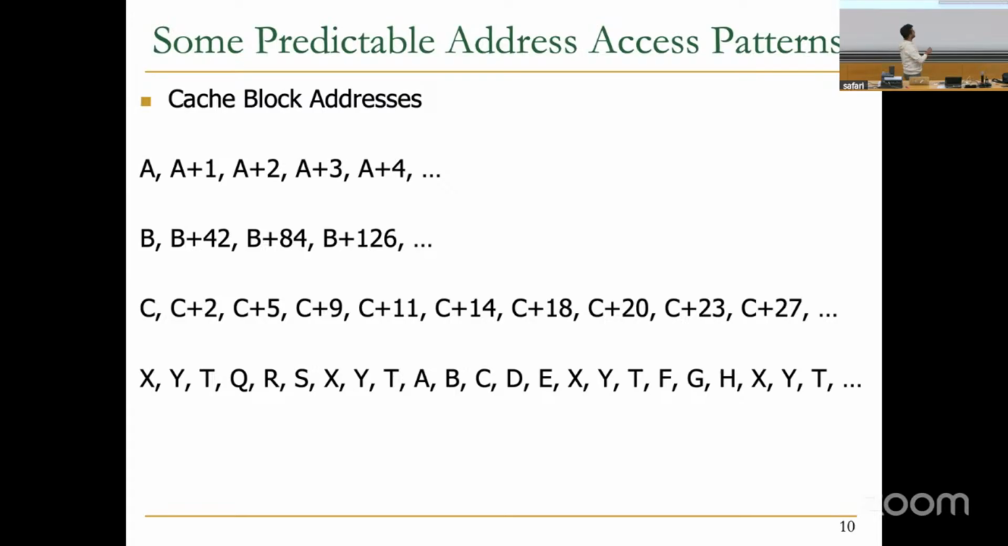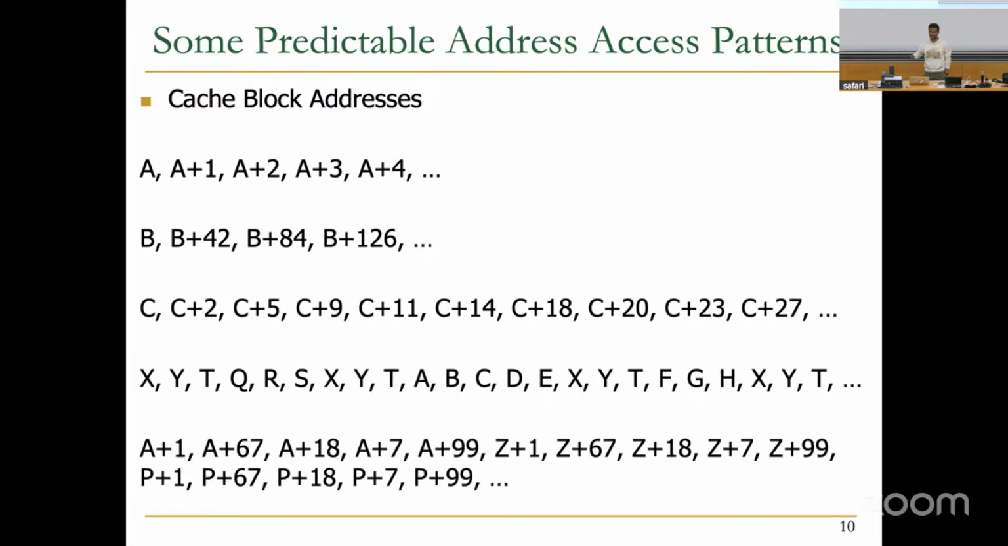So this is another form of access pattern. If you try to look into the delta, it might not be visible, but if you look into the addresses, the address itself repeats, right? So as you can see, XYT repeats again and again in the access pattern. So whenever X is getting accessed, you know that Y and T are getting accessed next. So that's the anticipation.